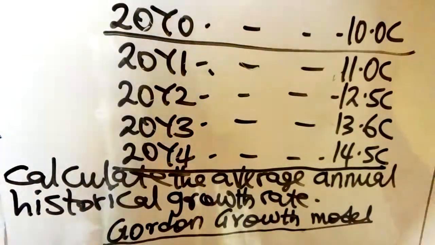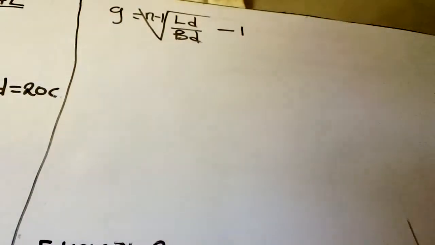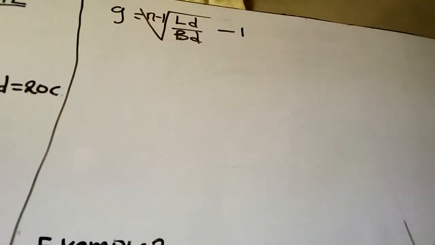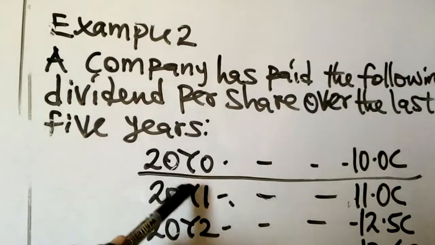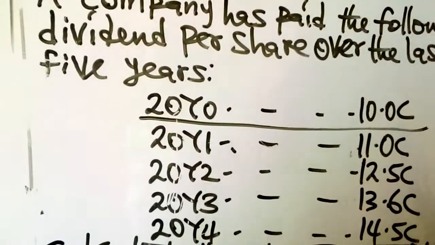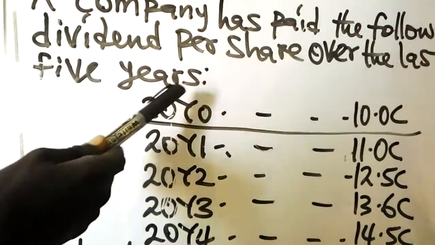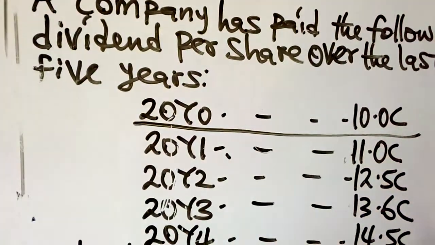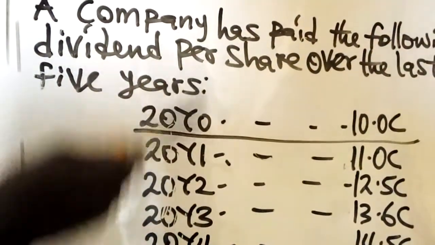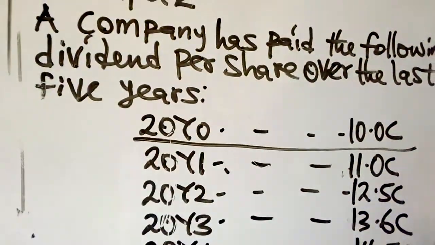So now the formula to use. The growth rate equals the N minus 1 root of latest dividend over base dividend, minus 1. Why are we using this formula? Because the dividend was given year by year. You are not only given dividend for the current and latest year alone. You are given dividend year by year for all those years in the question.